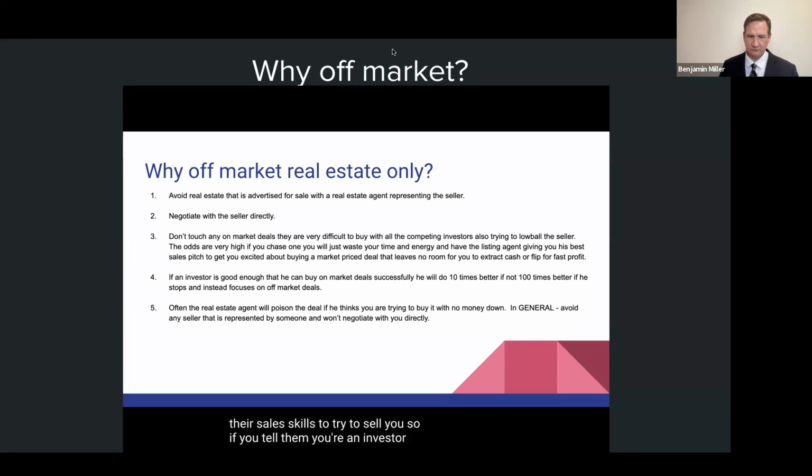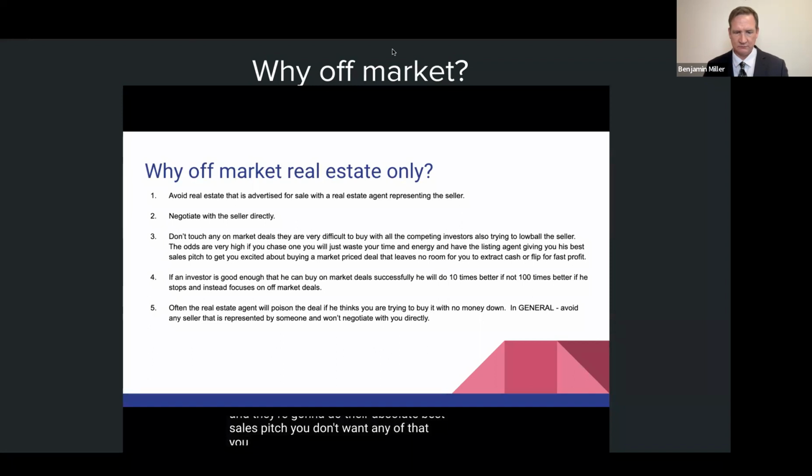So they're going to use all of their sales skills to try to sell you. So if you tell them you're an investor, they're going to encourage you to make an offer. Then they're going to tell you that they want to see that you've got all the money lined up, ready to go. And they're going to do their absolute best sales pitch. You don't want any of that. You don't even want to talk to them. You're just wasting time. Don't chase those deals. That's not an effective way.